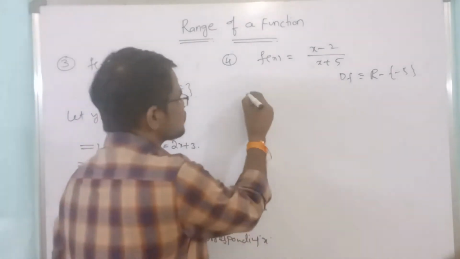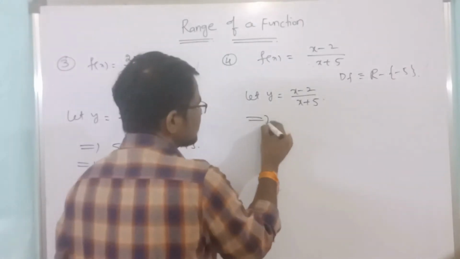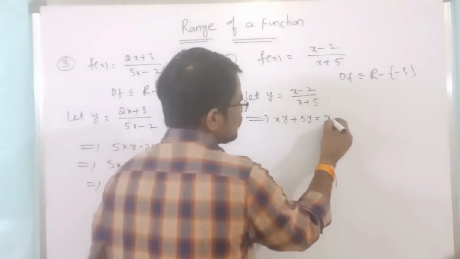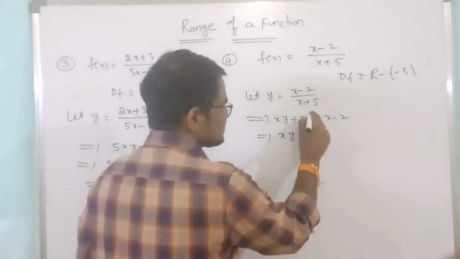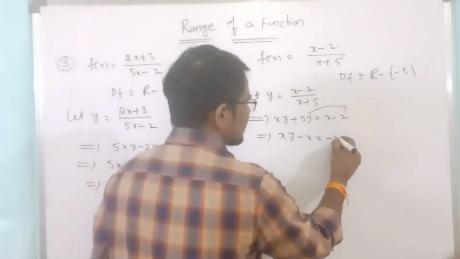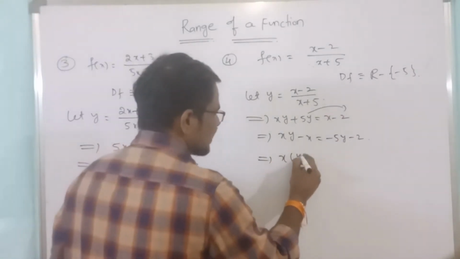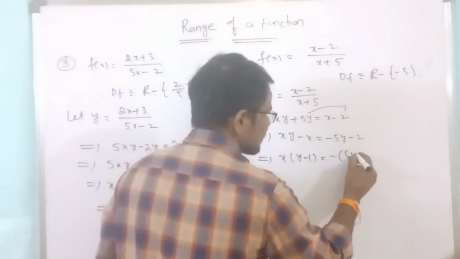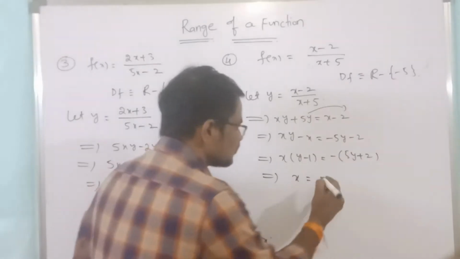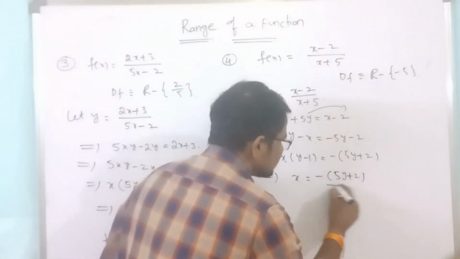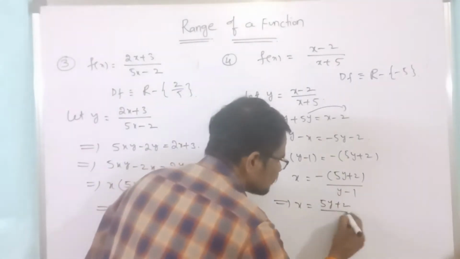Now here also let y equal to the given function, (x minus 2) by (x plus 5). Cross multiplication: xy plus 5y equal to x minus 2. This x value take this side, so xy minus x, and this 5y bring that side, so minus 5y minus 2. That implies from this one x common, x times (y minus 1) equal to minus of (5y plus 2). Now that implies x equal to minus of (5y plus 2) divided by (y minus 1). Now that implies x equal to (5y plus 2) by (1 minus y).